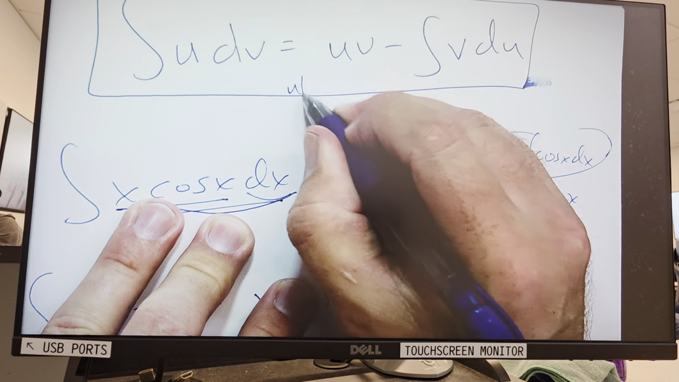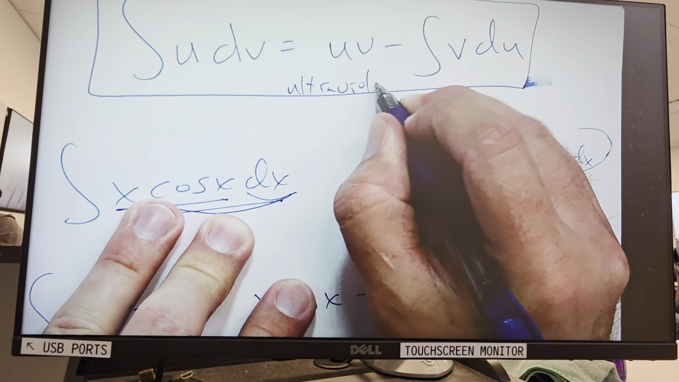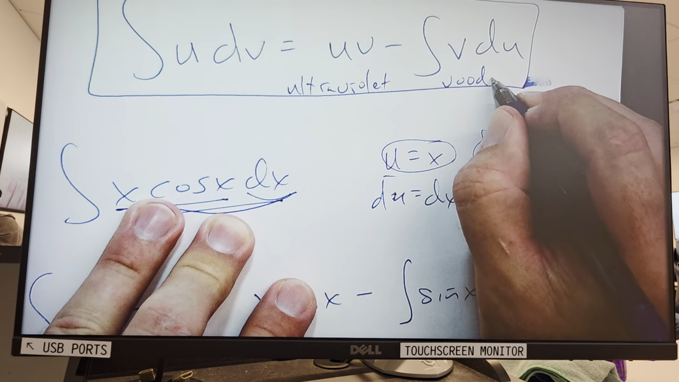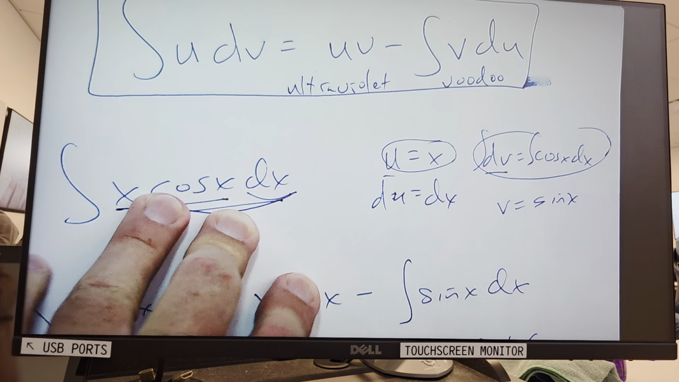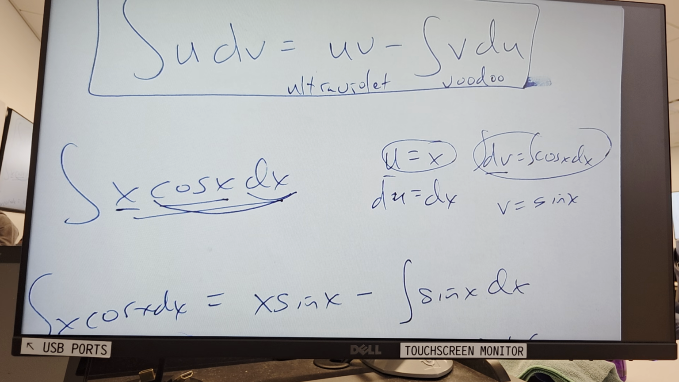Ultraviolet voodoo. Is that how you spell voodoo? O-O? Not a word I spell a lot. Ultraviolet voodoo. That helps you kind of remember the form of it. In general, I don't like mnemonic devices because they take us away from the idea. But this, I just never remember the form.